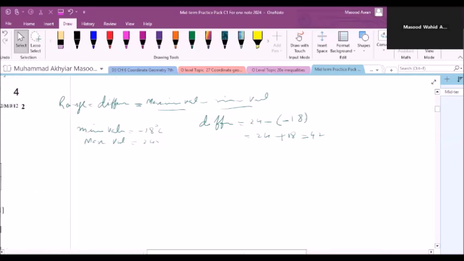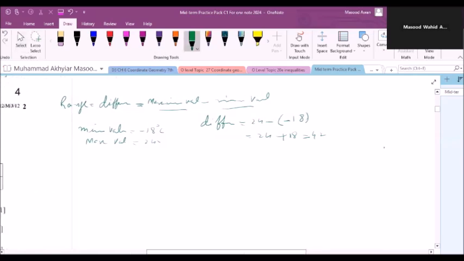Okay. Here I'm not using the degree sign, because during the calculation there is no need to use the unit signs. Afterward, when you finally find out the answer, you can put its sign.